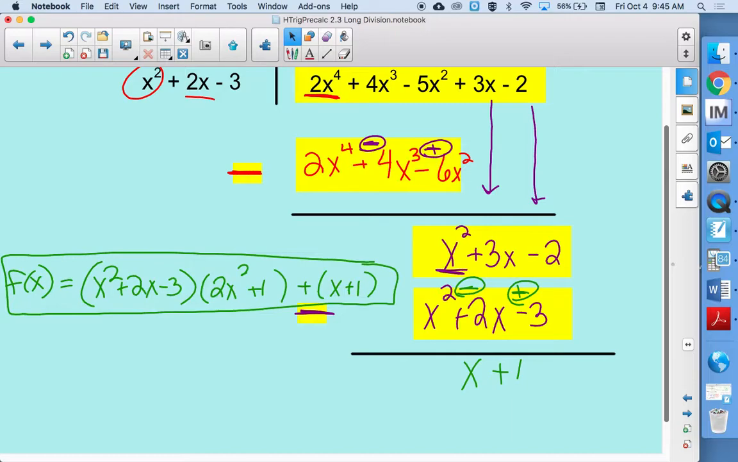Probably in 4th grade you never thought you'd divide with x. Maybe not even last year or this year you thought you'd divide with x.